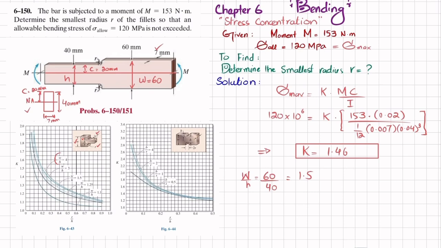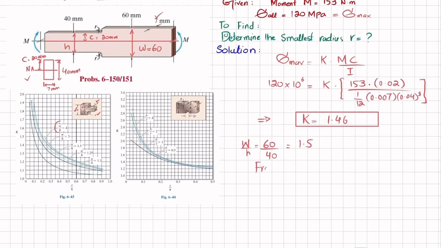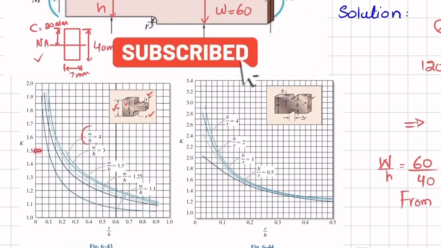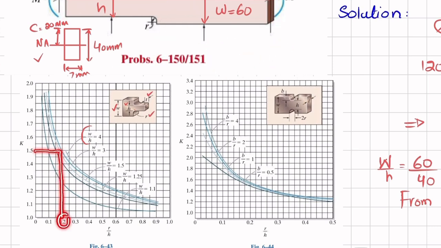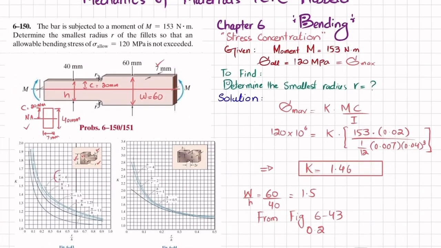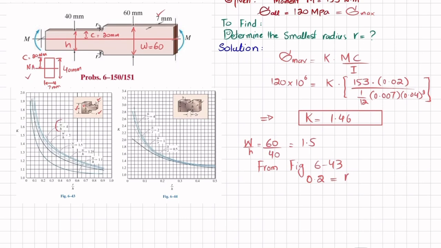Now for W over H equal to 1.5, this is the graph. You can see this middle portion here, where K is 1.5. So if you go downward, this will be 0.2. From figure 6-43, you will get this value 0.2. I will also repeat it. You can see that this is 1.5, and when you come down, it will be 0.2, which is R by H. Here, this is the line graph of W over H equal to 1.5. So what we get is 0.2 equal to this small r by H.